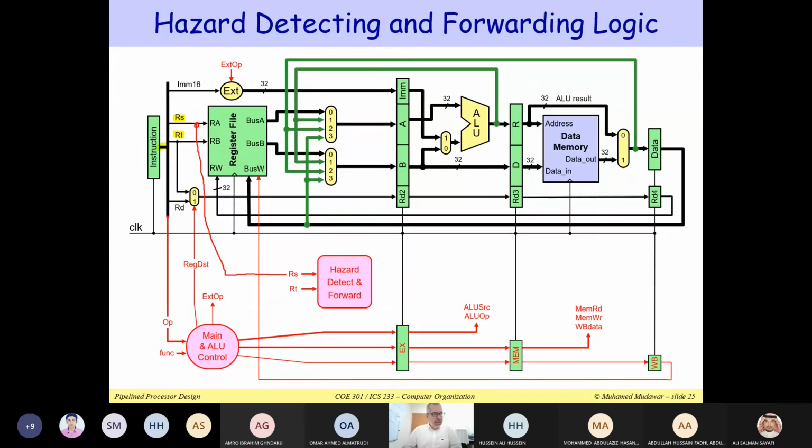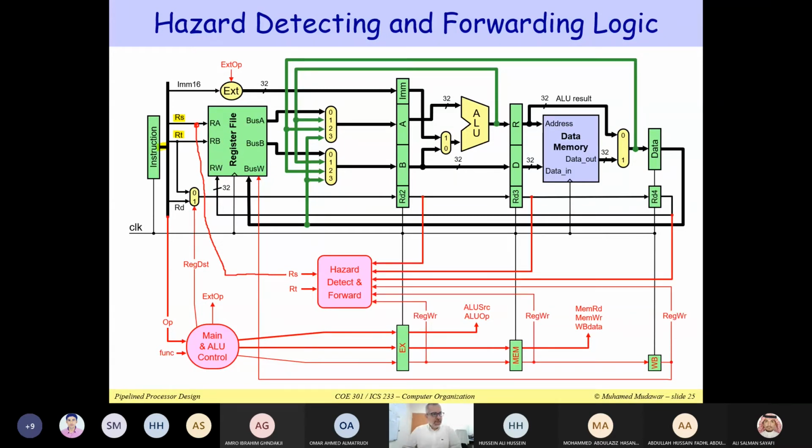In addition, I need to check if we are going to write to these. So I need the register write. Notice how I'm connecting all of them. RD2, RD3, and RD4 are the destination registers. We take RD2 from the output, which will be the destination of the instruction in the ALU stage. I take RD3 from the instruction in the memory stage, and the output of RD4, which is the instruction in the write back stage. We still did not really write back yet. We are going to write back at the end of this cycle.